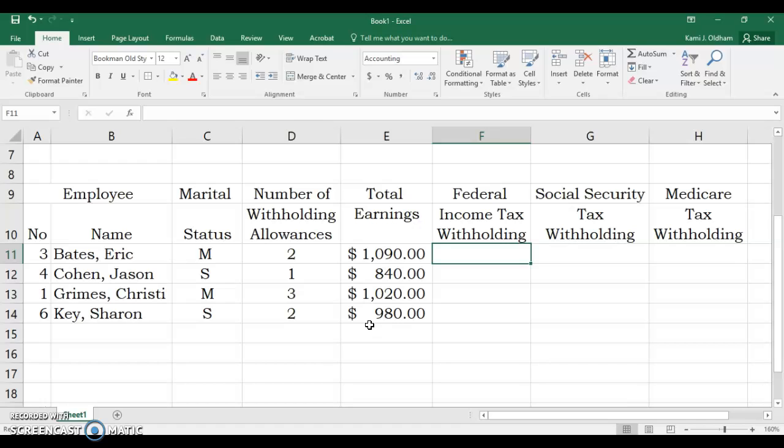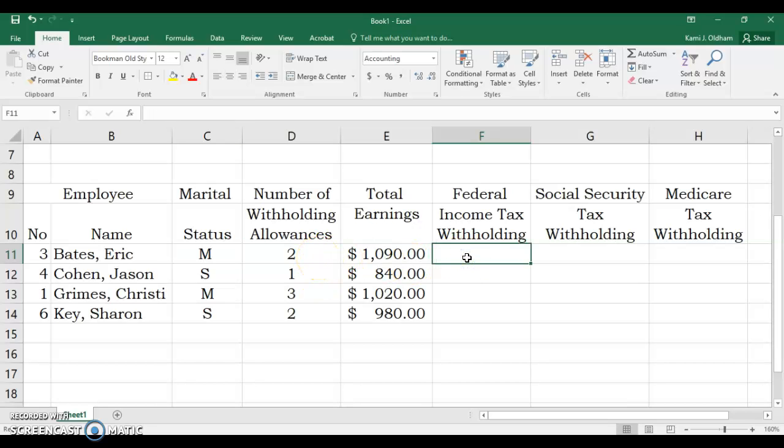So, Social Security is 6.2%, and Medicare is 1.45%. It's technically 12.4 and then 2.9, but your employer actually pays half of that and does not come out of your paycheck. So what we're calculating here is what actually comes out of your paycheck. So you can see here it's giving you 4 employees. It's already calculated what their earnings are, and it's giving you their marital status and their number of withholdings.